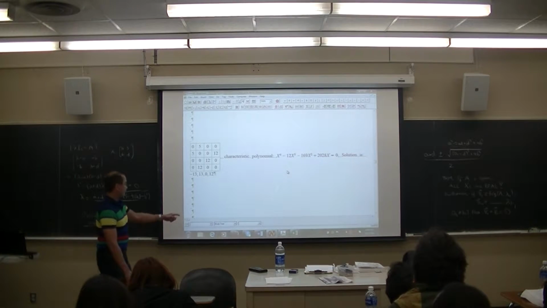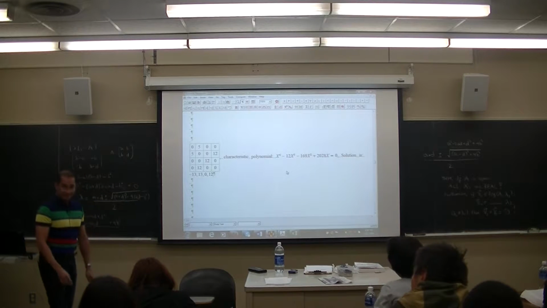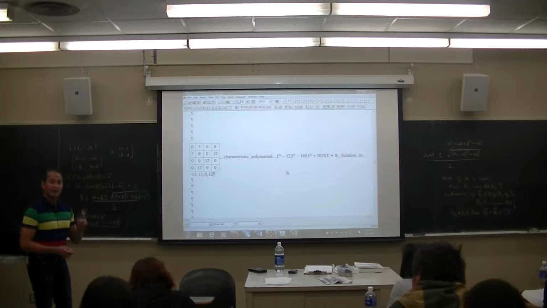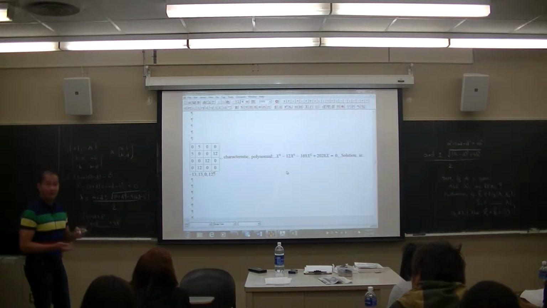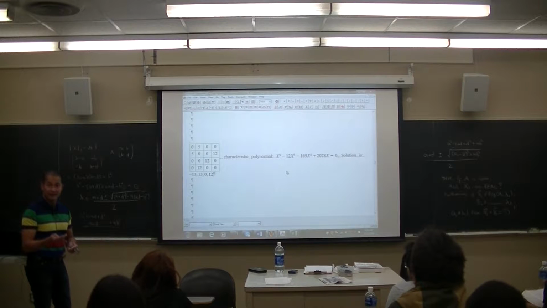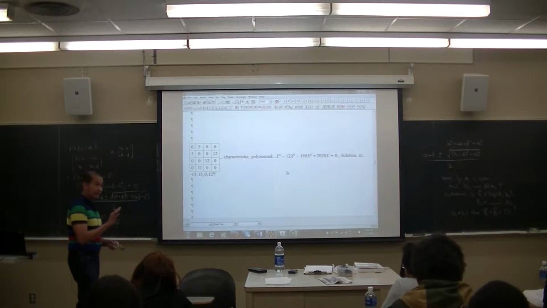Yeah, there are 4 distinct eigenvalues. What do you know about diagonalization? If you have a 4x4 matrix and there are 4 different eigenvalues, it can be diagonalized. So you're guaranteed 4 linearly independent eigenvectors.